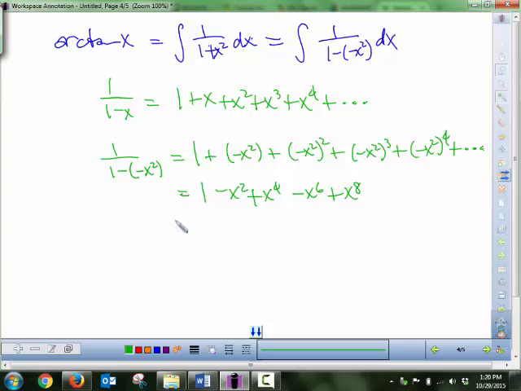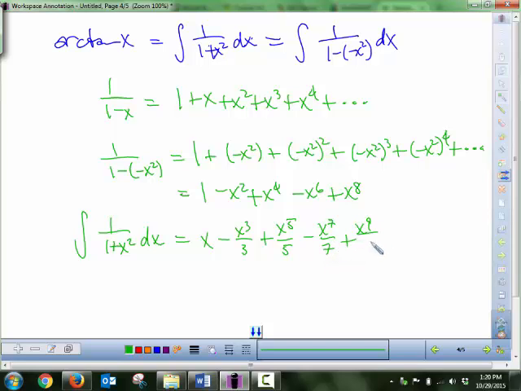And then now we're going to integrate this term by term. So the antiderivative of 1 is x. Antiderivative of x squared is x cubed over 3. Antiderivative of that is x to the 5th over 5. So it becomes all odd powers. No factorials here. So here's your power series.